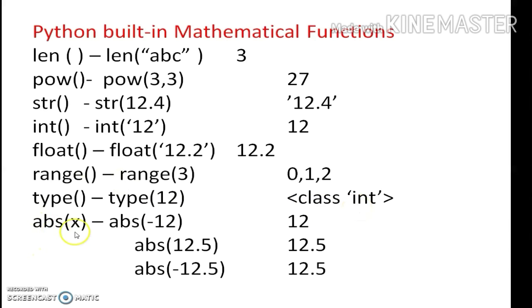Next one, abs of x. Okay, it takes an integer or a floating point number as an argument and returns the absolute value of a number. Okay, the abs function is used to return the absolute value of a number. Here I am giving 3 examples. In the first example, abs of 12, abs of minus 12. So its absolute value is 12. Then abs of 12.5 will give 12.5. Abs of minus 12.5 will give 12.5. That is, this function returns its absolute value.